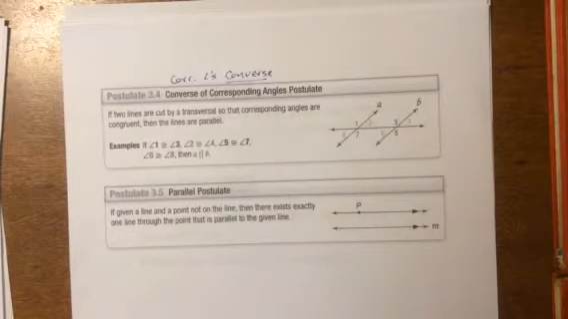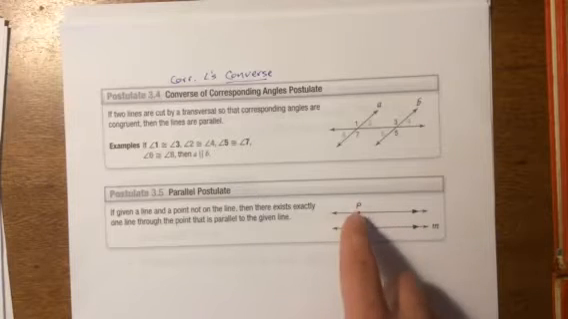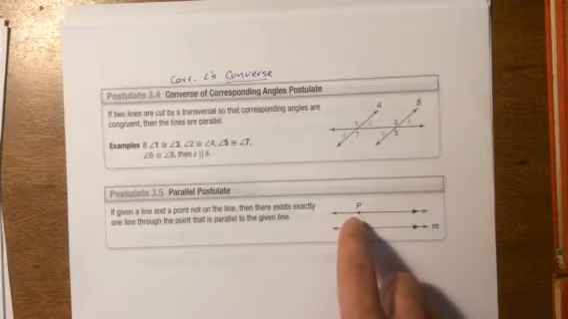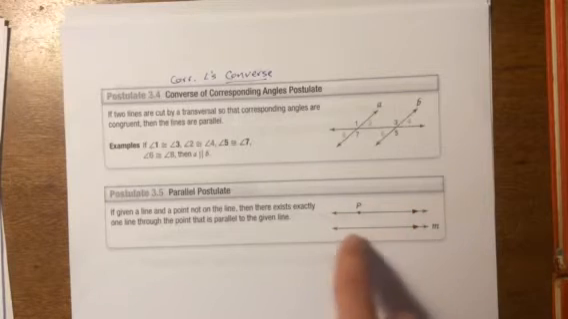We also have the parallel postulate, which just states that if we have a line with a given point that is not on that line, there's only one parallel line through point P to line M.